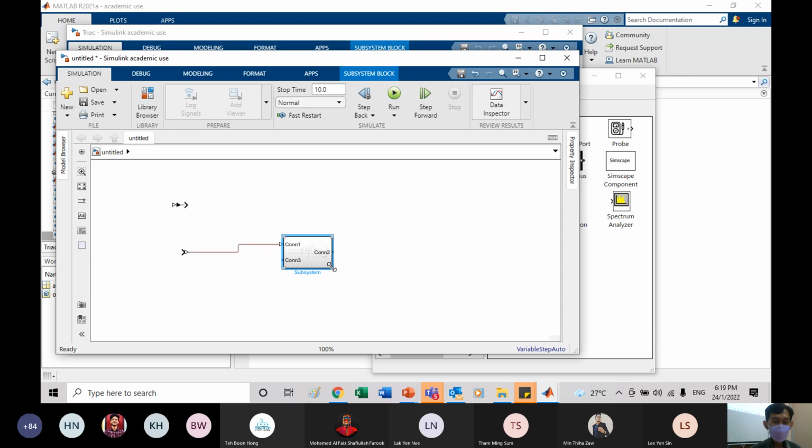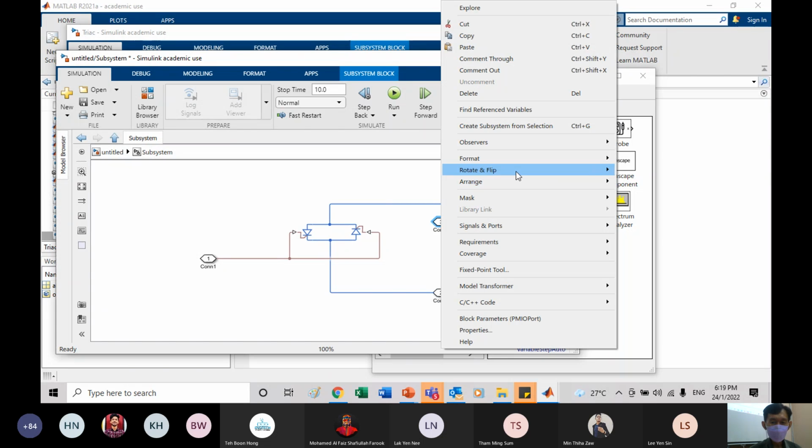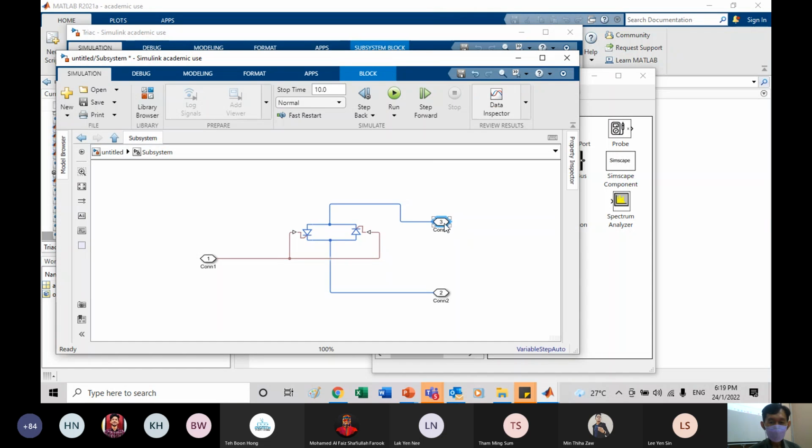Now, of course, when you want to look inside, right? You double click. Okay, you can see it actually created this. You can move them around. Okay, yeah. You can rotate them. This one is auto set for you. Let's say you can flip it. Okay, now you can flip it, or you can find this connector.